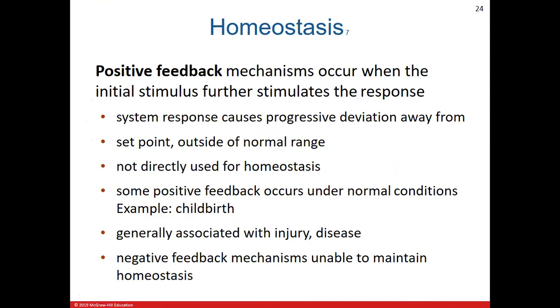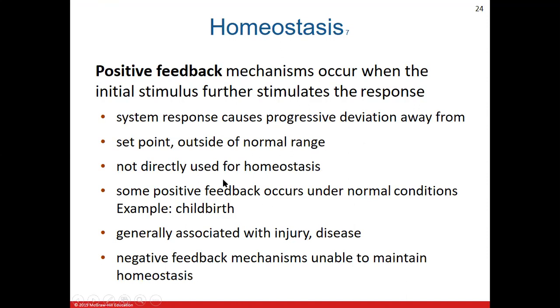And then the second example of feedback is positive feedback. Positive feedback is different than negative feedback because in this case, you're moving further away from the set point. Remember, negative feedback, you're trying to get closer and closer back to that set point. You're trying to keep back in range, but positive feedback means you actually go outside of the range. You're going further away from the set point. By definition, these mechanisms occur when the initial stimulus further stimulates the response, and so the system response causes a progressive deviation away from the set point. It goes outside the normal range.